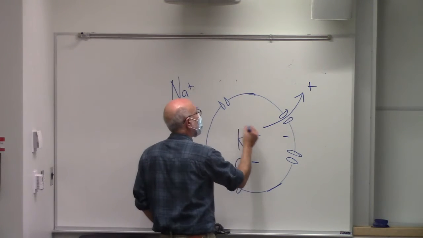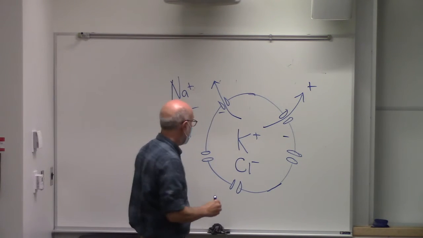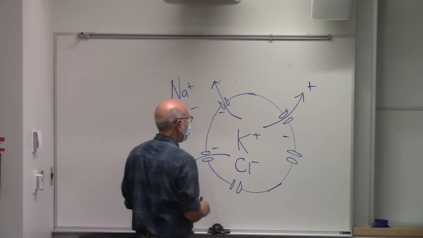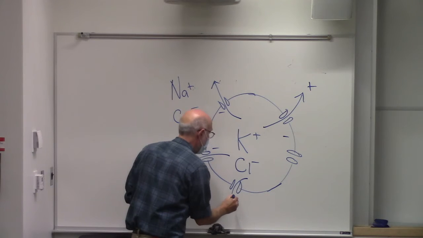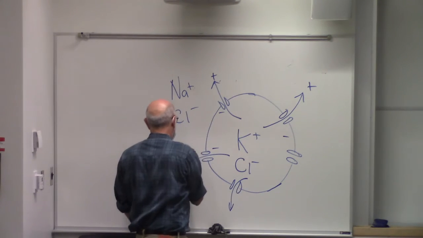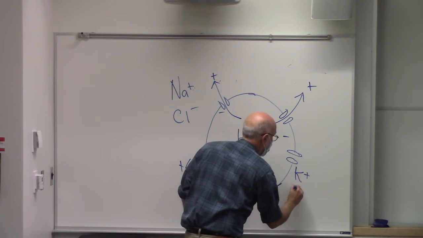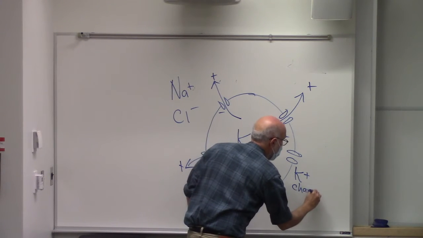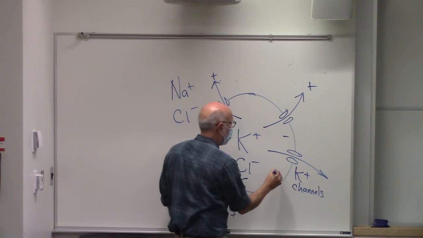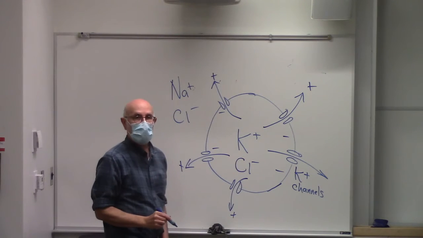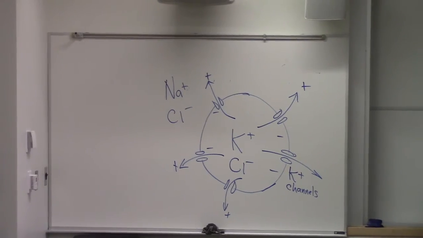Okay, do it again. Potassium flows out. Another negative counter ion stays in. Potassium flows out. Another negative counter ion stays in. Potassium flows out. So these are K channels, or K leak channels, or resting K channels. Potassium flows out down its concentration gradient, leaving the inside of the cell negative. That's why the resting membrane potential is negative.